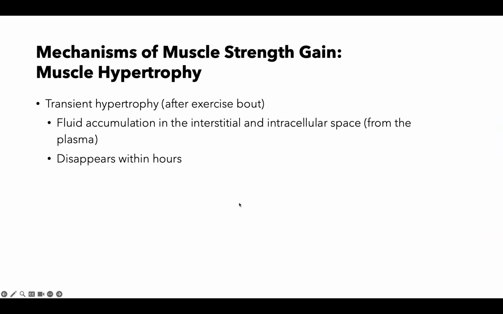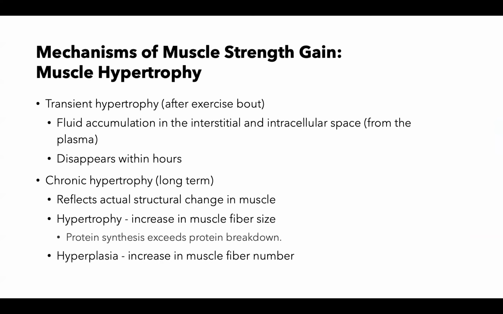Okay, so when thinking about muscle hypertrophy, you may have all gone to the gym, and after an acute bout of activity, of resistance training specifically, you might have experienced that your muscles feel and look a little bit bigger. And that probably is transient hypertrophy. So after an acute bout of exercise, we have fluid accumulation in our interstitial and intercellular space. And as a result, we're going to see and feel that our muscles are bigger. However, this will disappear within a few hours.